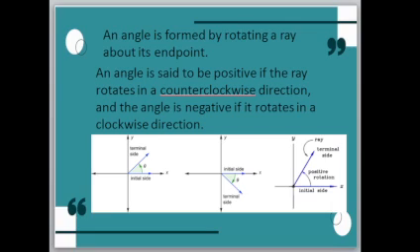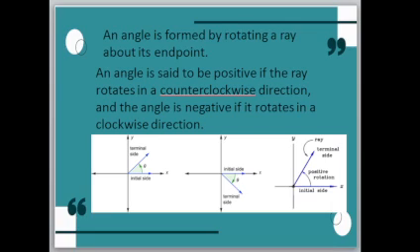An angle is formed by rotating a ray about its endpoint. An angle is said to be positive if the ray rotates in a counterclockwise direction, or opposite to the direction of the clock. And the angle is negative if it rotates in a clockwise direction, like the direction of the turning of the clock. So these are the given examples.